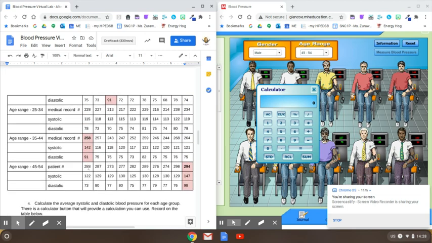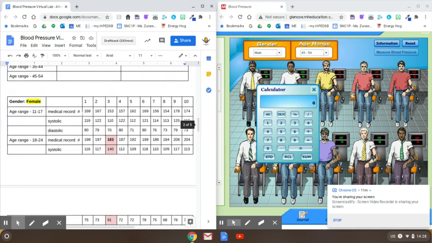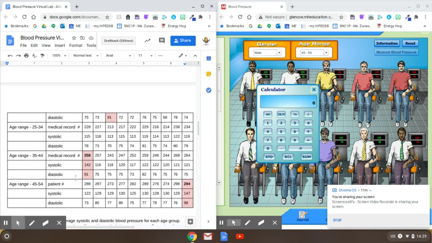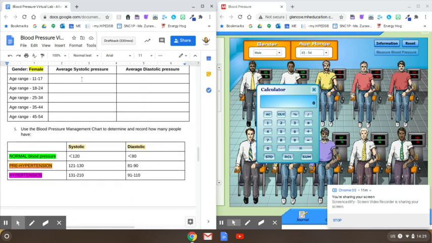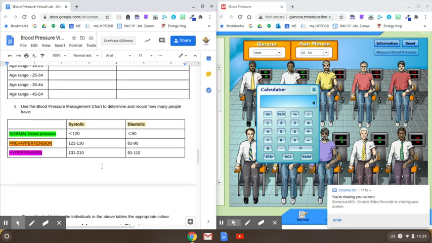So you're going to go up to your females from age range of 11 to 17. You're going to add those numbers together. You are going to divide by 10, and you're going to record them in the systolic pressure. You're going to do the same thing for every age group following through.